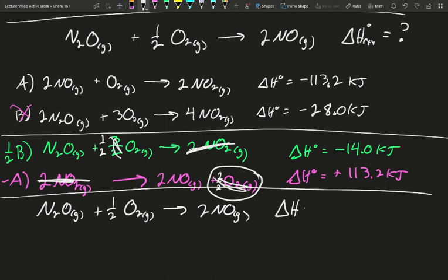So my delta H for this reaction, well, you do the same changes to the original energies, which we calculated here, and then you just sum them the same way we sum the reactions. Negative 14 plus 113.2 is going to be 99.2 kilojoules. The delta H for this reaction is 99.2 kilojoules positive.